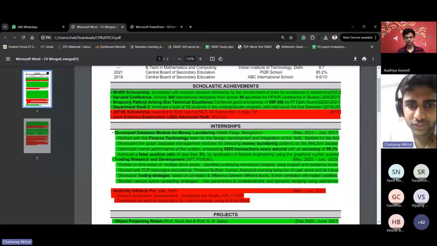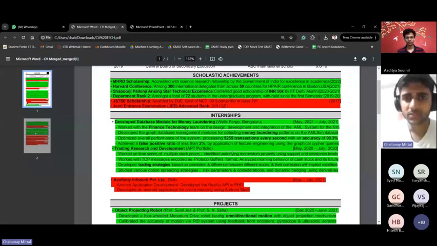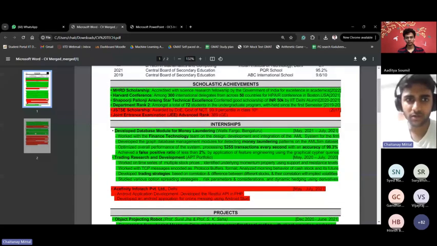Let's say you can see in this project achieved a false positive ratio of less than 2%. So this false positive ratio is a keyword. This 2% is a particular thing that you want the recruiter to notice, right? So you have to keep that in mind. First of all, you have to show which is the most important part of that line, describe it within one sentence, and then tell the year of that part. Right. Now, I'll just come to a few points before I go on.